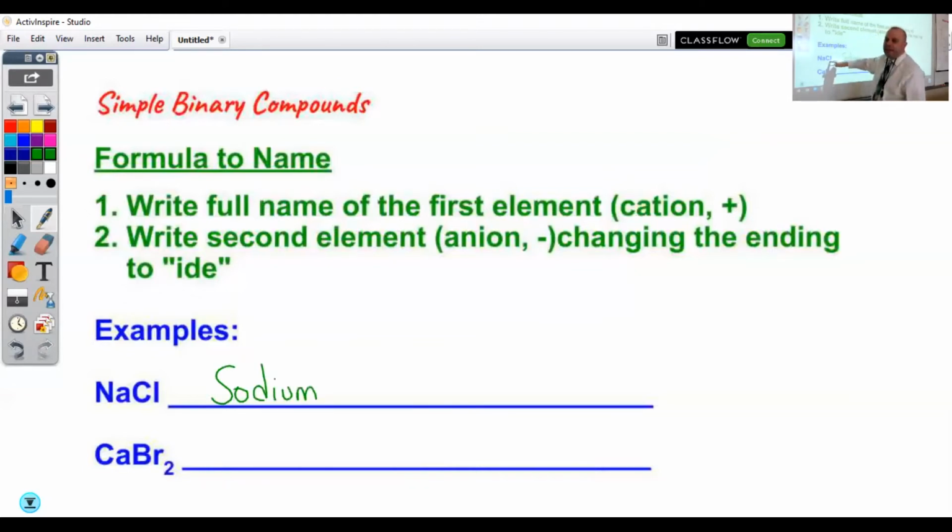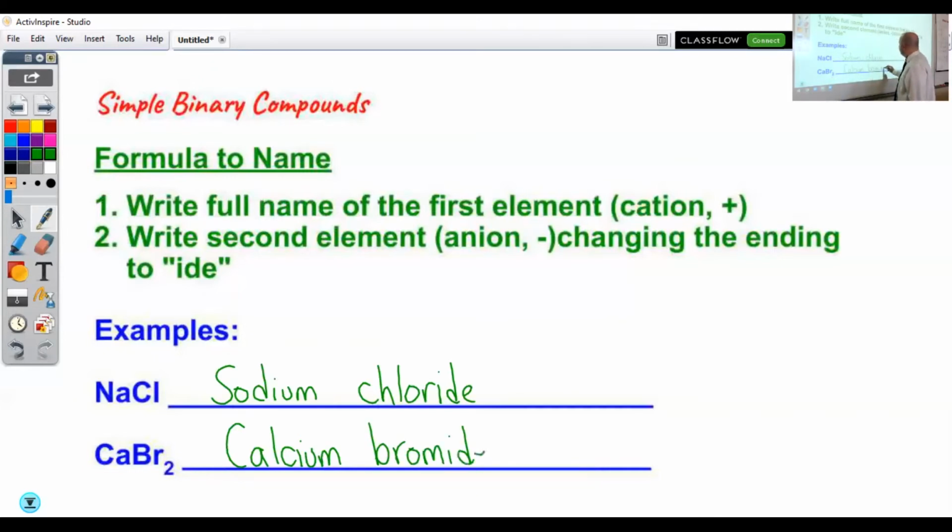And we have Cl, which is chlorine. However, in this case, according to the instructions, we're going to change the ending to an IDE ending. So we'll wind up with chloride. In our second example, we have the element calcium, and the element bromine. Bromine's ending will change to bromide.